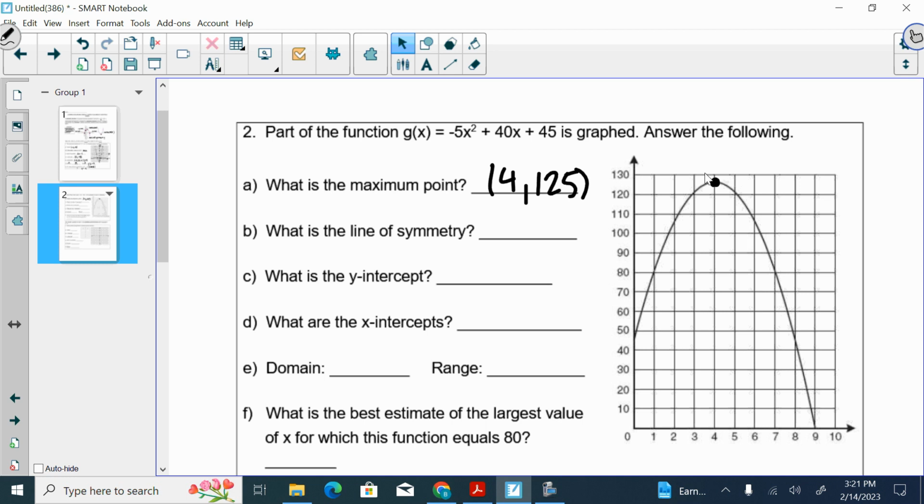Okay, my line of symmetry, remember that's where we fold it in half and everything meets up and it has to go through our vertex. So remember, vertical lines are x or y equals, what we put on the front? X, X equals, what number were we at?